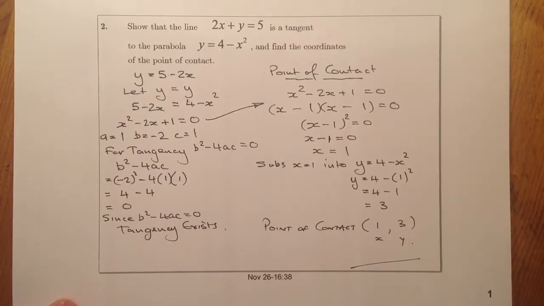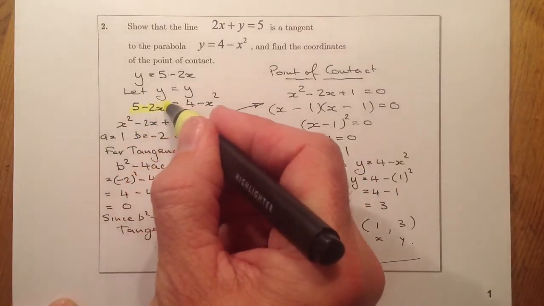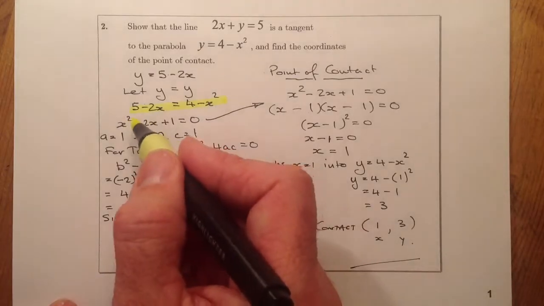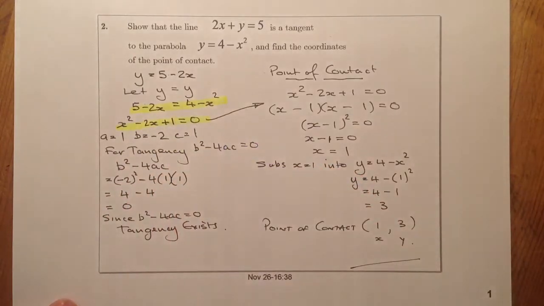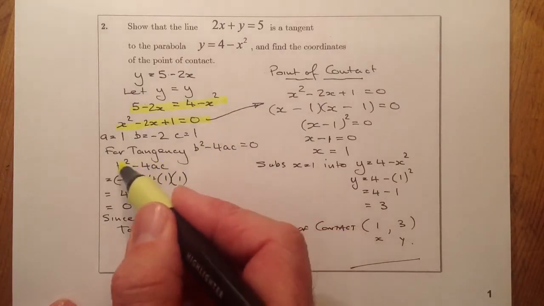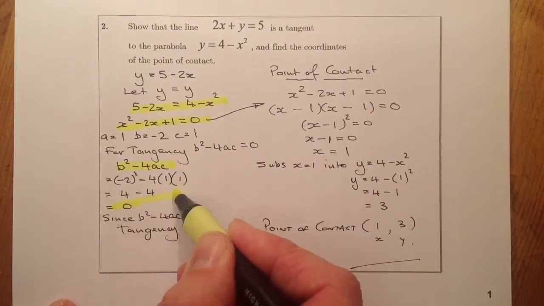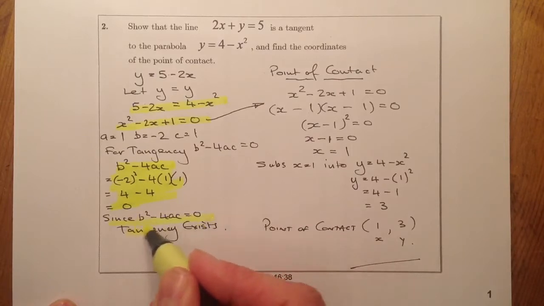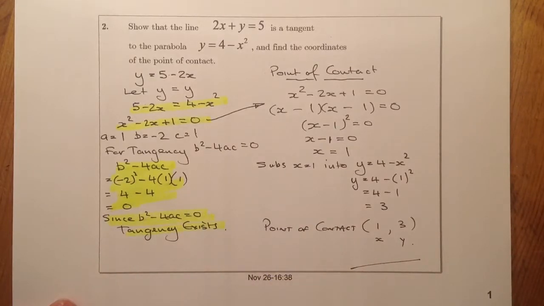Right, so for marking for this one, what I would expect to get here will be 1 mark for knowing to try to solve the equations simultaneously. So that would be the first mark. The next mark I would get would be for creating the quadratic. The next mark I'd be looking for will be for working out b squared minus 4ac being equal to 0. So that'll be for this part here, b squared minus 4ac is equal to 0, and then the statement here which says that since b squared minus 4ac equals 0, tangency exists. So I'm going to give a mark there as well.